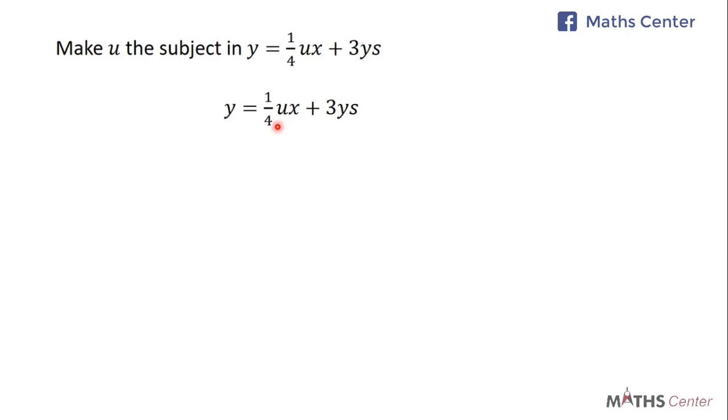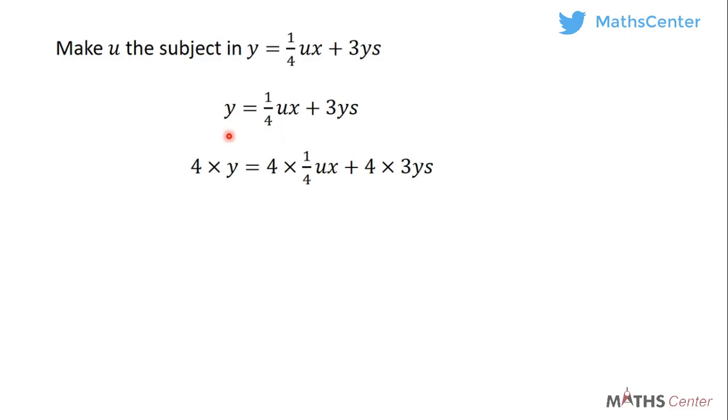Now what do we do from here? You multiply each term in the equation by the LCM. I've taught you how to identify terms. So I know that by this time you are conversant with identifying terms in an equation. In this equation, the terms are y and 1 over 4 ux and 3yx. So we have 3 terms in this equation. You multiply each term by the LCM. The LCM is 4. So that is exactly what we are going to do.